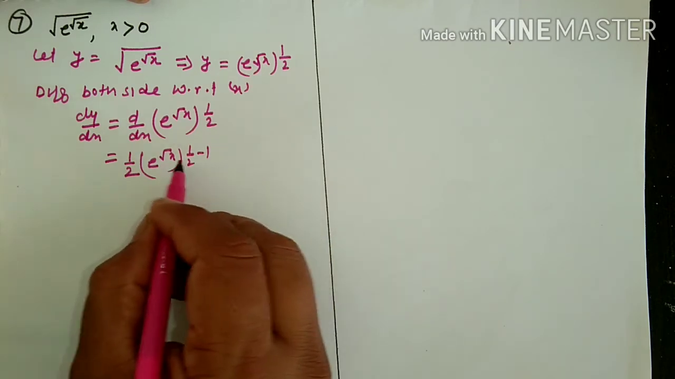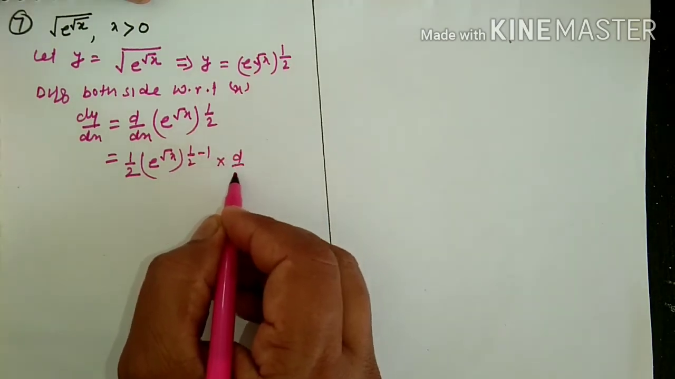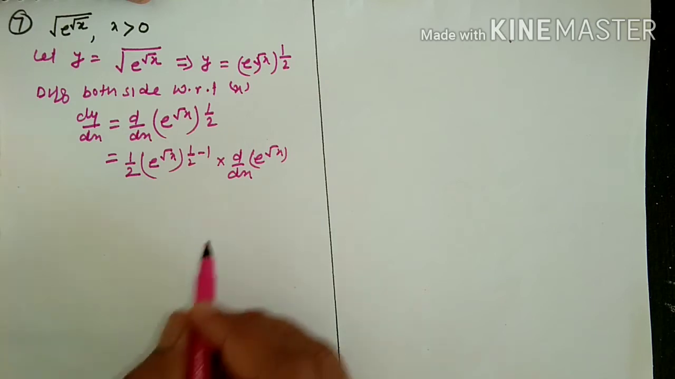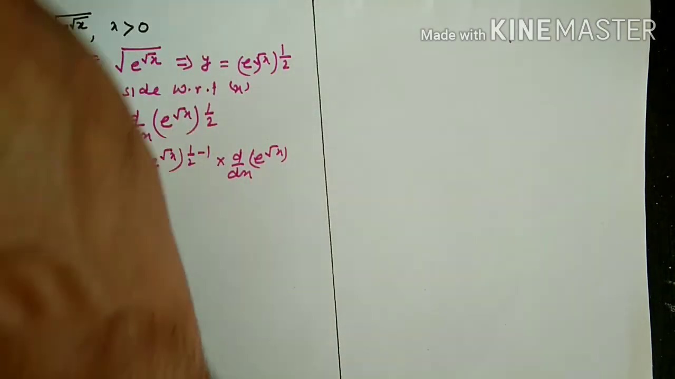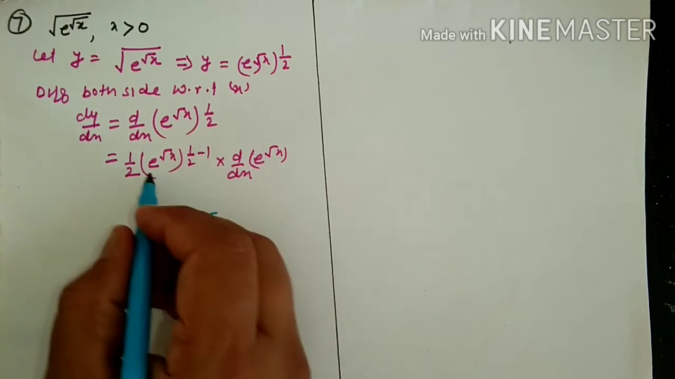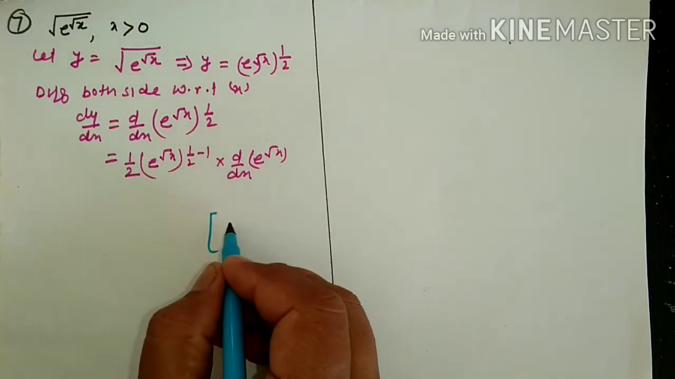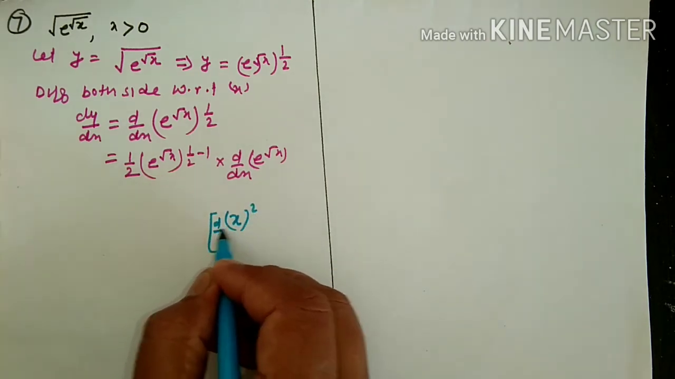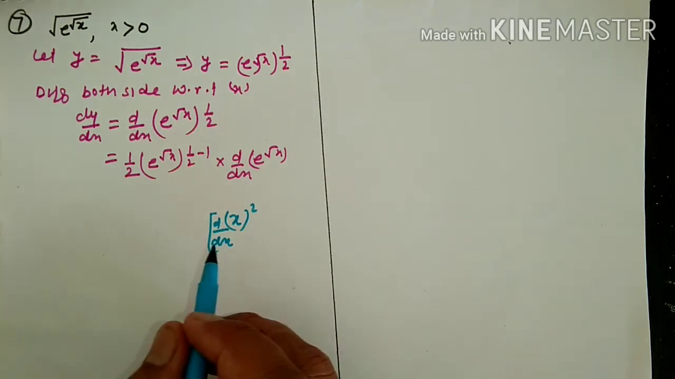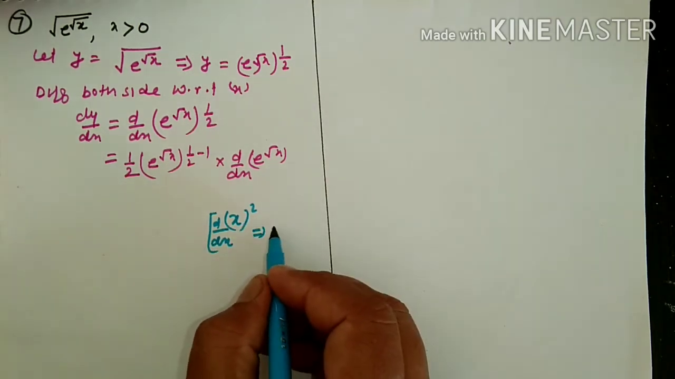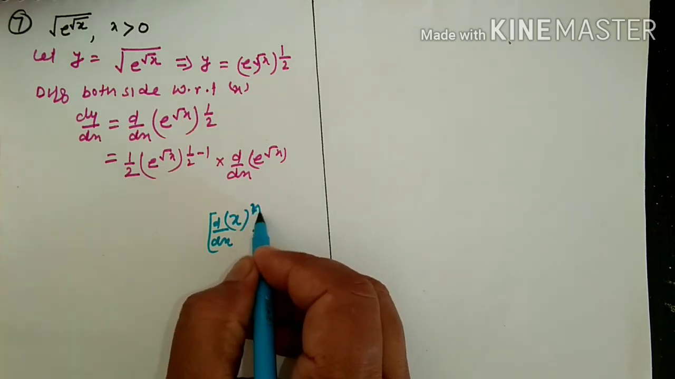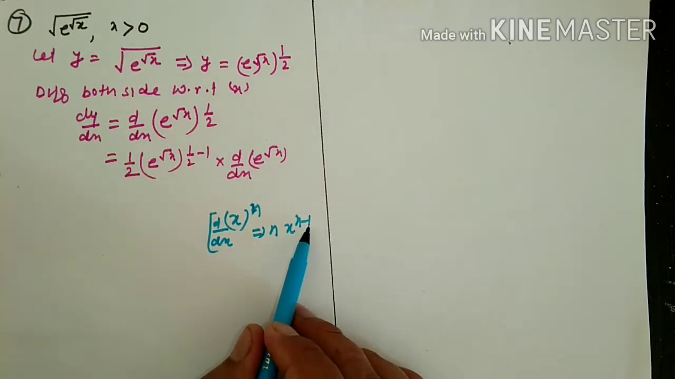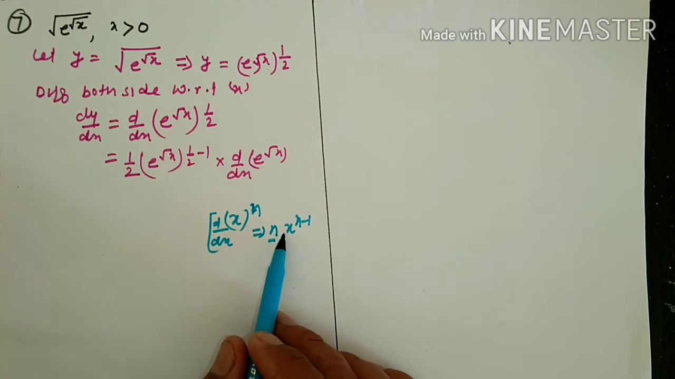And differentiation of d upon dx e to the power root x. Clear? So what changes in this differentiation? If we have differentiation of any square or any variable, how do we find the differentiation of this? We know that if the power is n, we write n x to the power n minus 1. Clear? The power decreases by 1 and the power is multiplied with it.